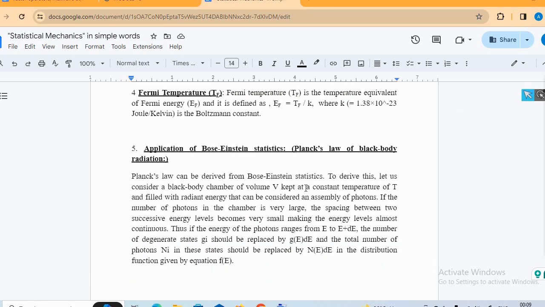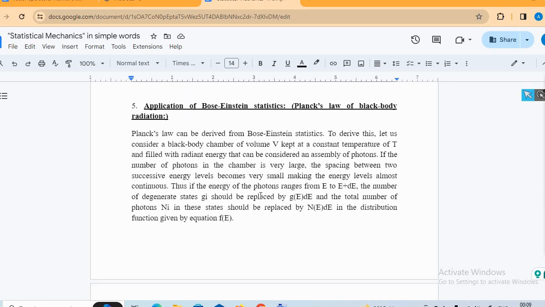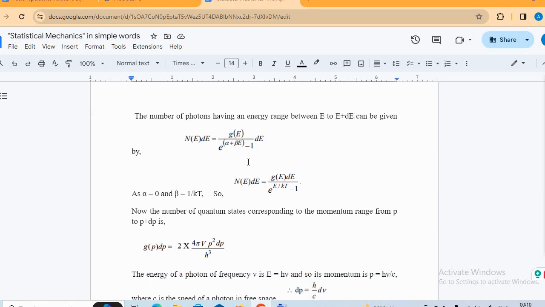Now comes the next part, the application of Bose-Einstein statistics to Planck's black body radiation. Planck's black body radiation was initially calculated from Planck's hypothesis, and after 25-26 years, Bose was able to calculate this black body radiation by using statistics. Again, the statistical concept was used with the same sort of equation. The total number of particles is equal to the distribution function times the density of states. You can integrate over the range E to E plus dE and you will get the total expression. Just look at this. In the case of Bose-Einstein statistics, the alpha value is 0 and beta is given as 1 by kT.